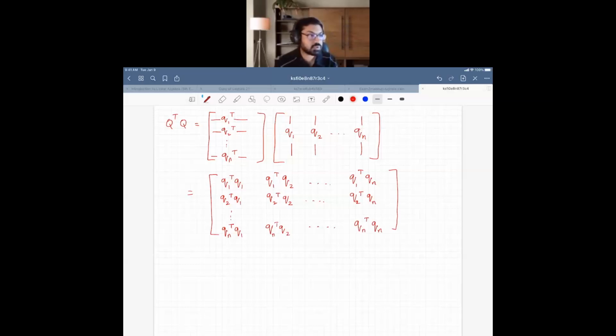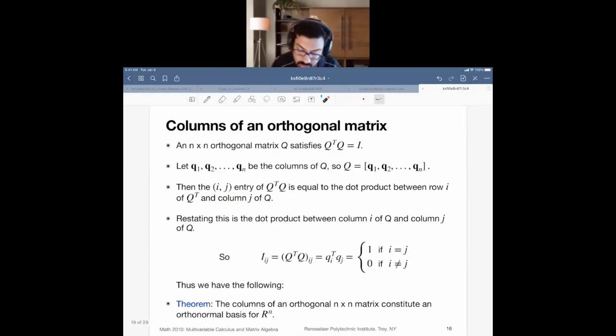So when you have Q set up as column vectors Q1 through Qn, the product Q transpose Q gives you an n by n square matrix, where each element is a dot product of Q1 with Q1, Q1 with Q2, Q2 with Q2, and so on. But the claim is Q is orthogonal, right? So if Q is orthogonal, then it has to satisfy this criterion: Q transpose Q should be equal to I.